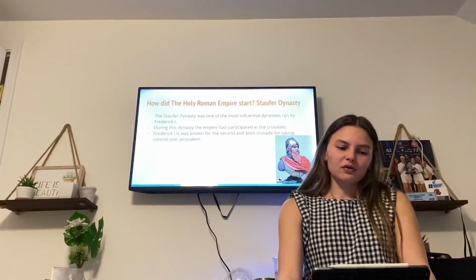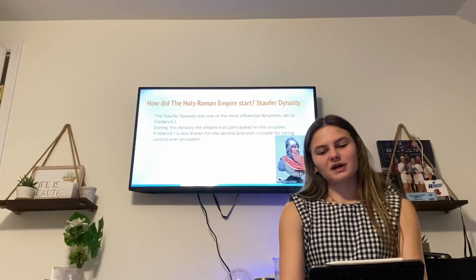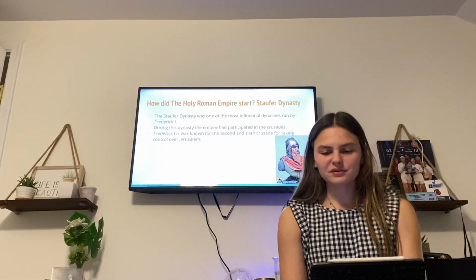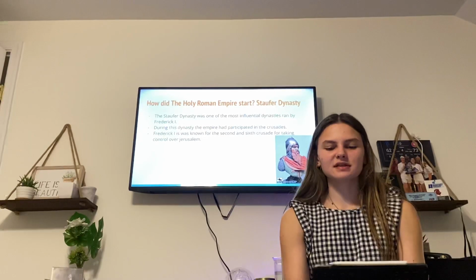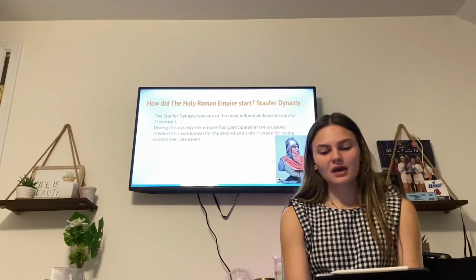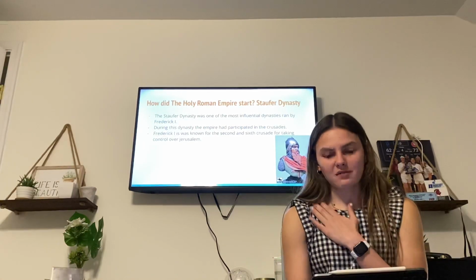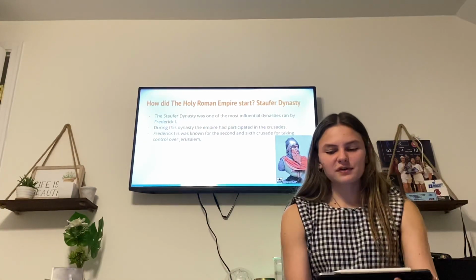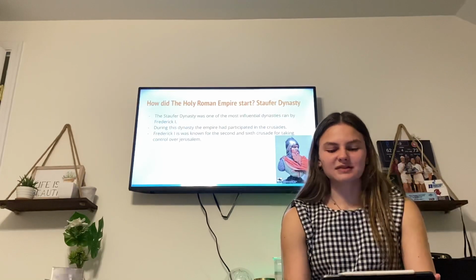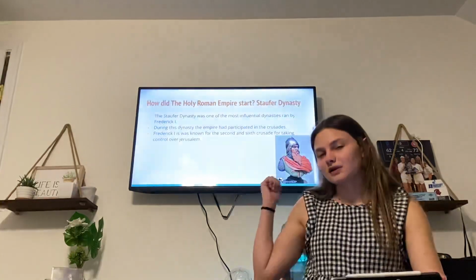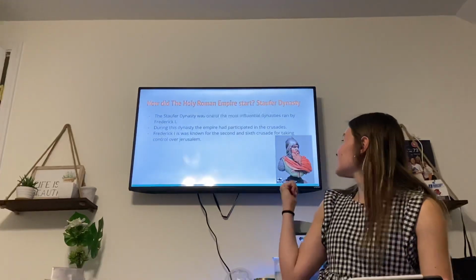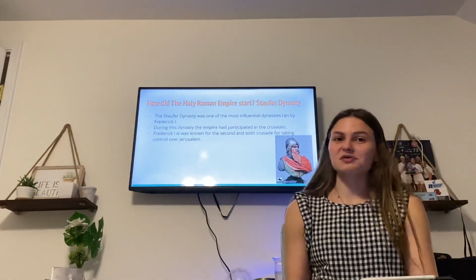How did the Holy Roman Empire start? Staufer dynasty. The Staufer dynasty was one of the most influential dynasties of the Holy Roman Empire. This was when Frederick I became emperor. Frederick I was also known as Barbarossa because of his big red beard, and you can tell from this picture how big and red his beard was.